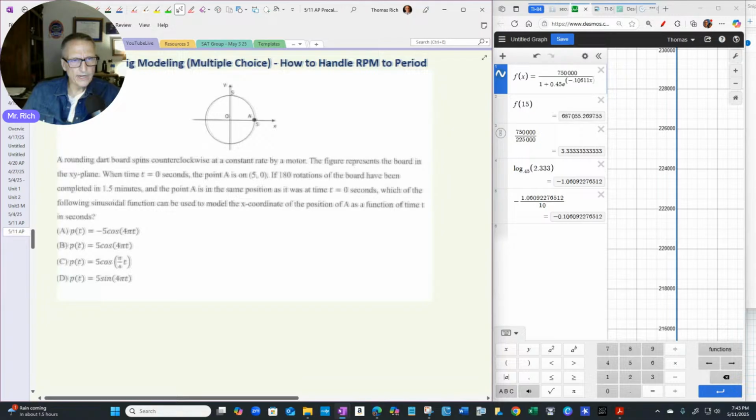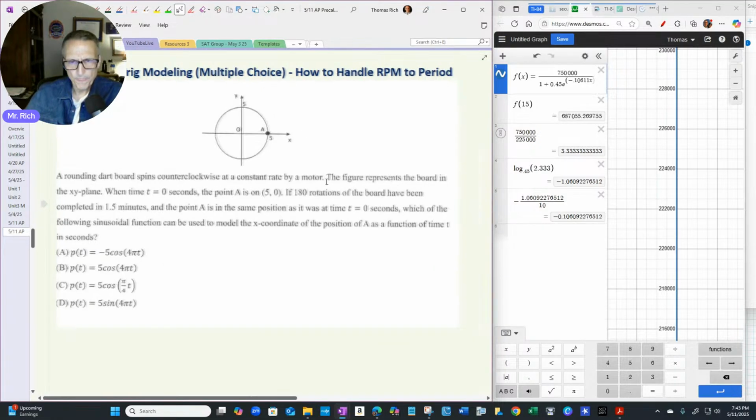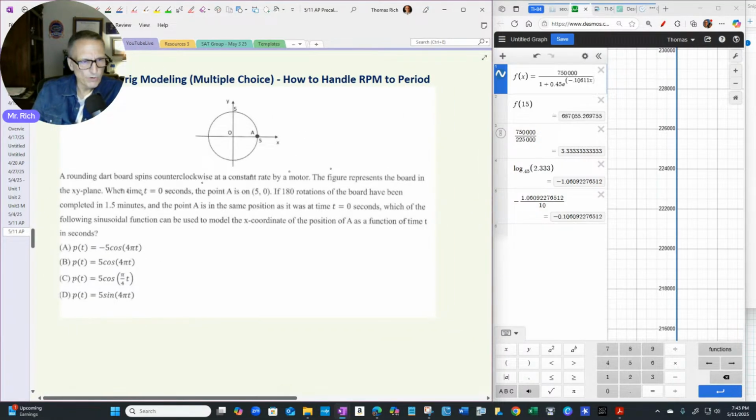The problem number 8 I wanted to look at is trig modeling, how to handle RPMs when you're doing RPM to period. So here we have a rounded dartboard that spins counterclockwise at a constant rate by a motor. The figure represents the board in the XY plane. When time t equals 0, the point A is at (5, 0). We're looking at it right there.